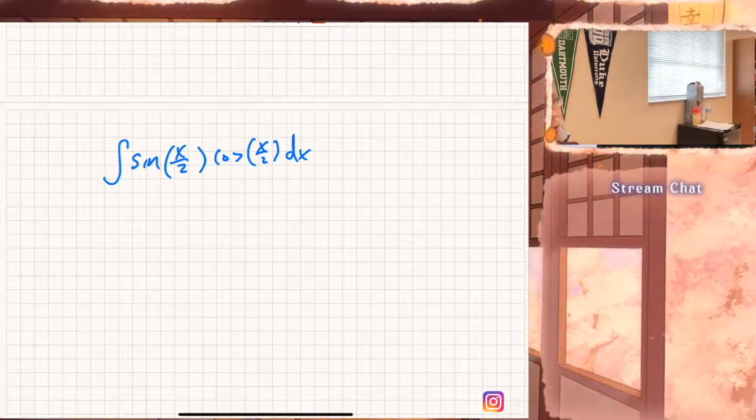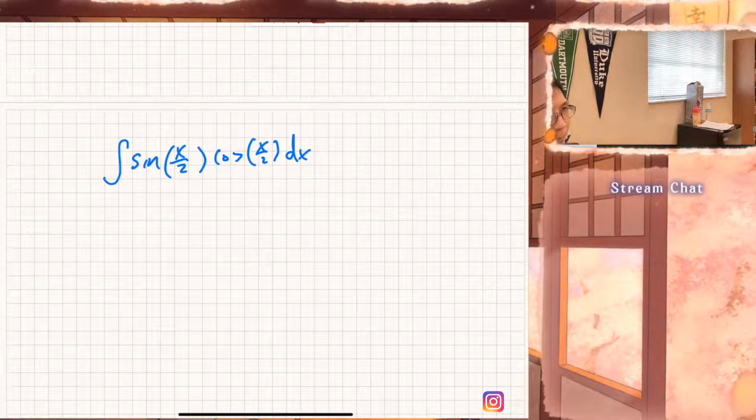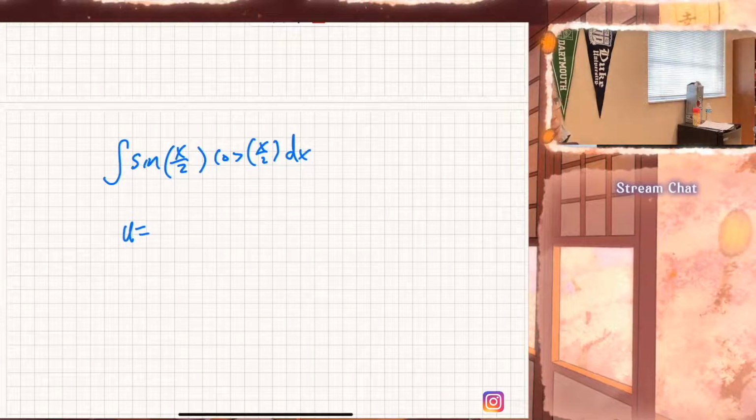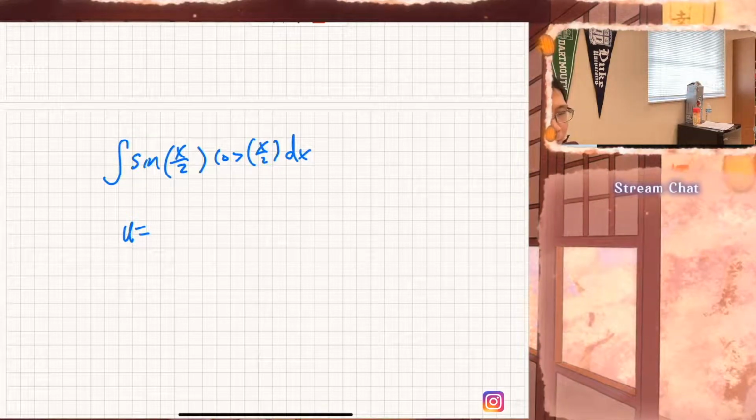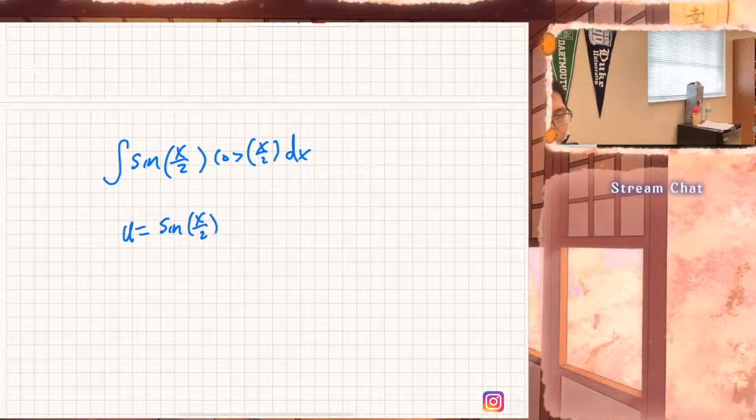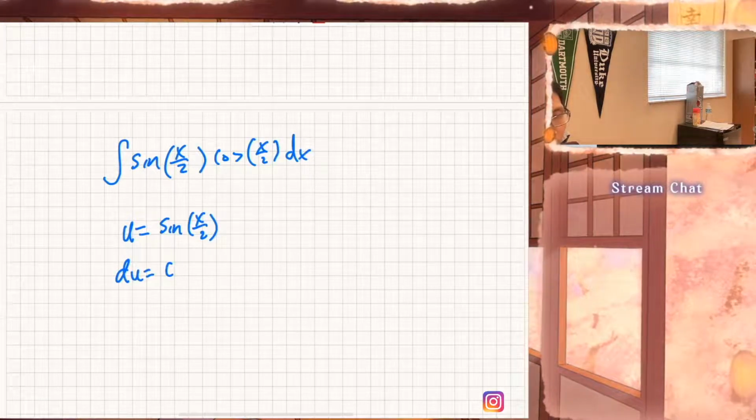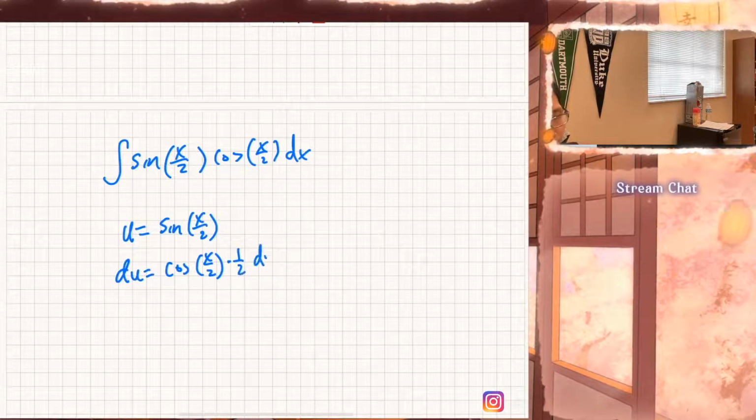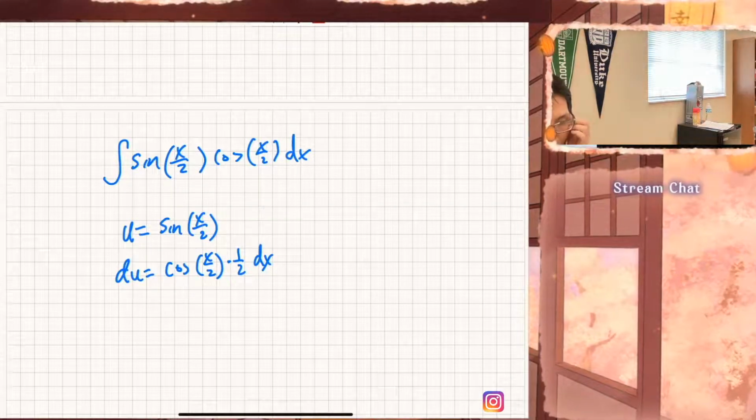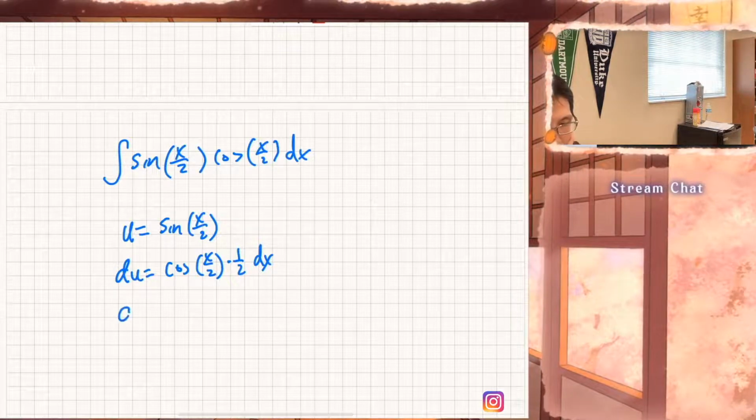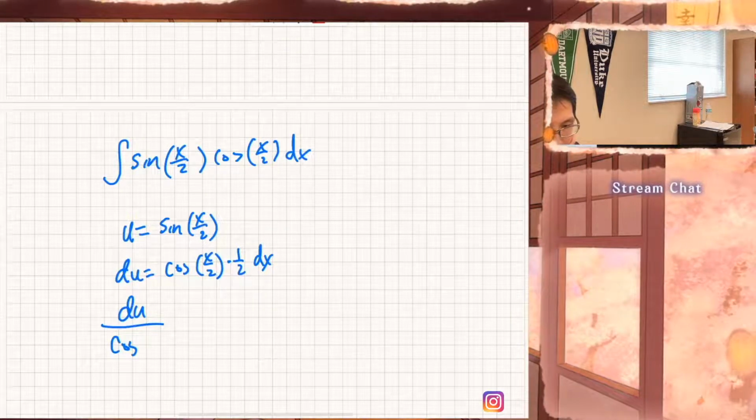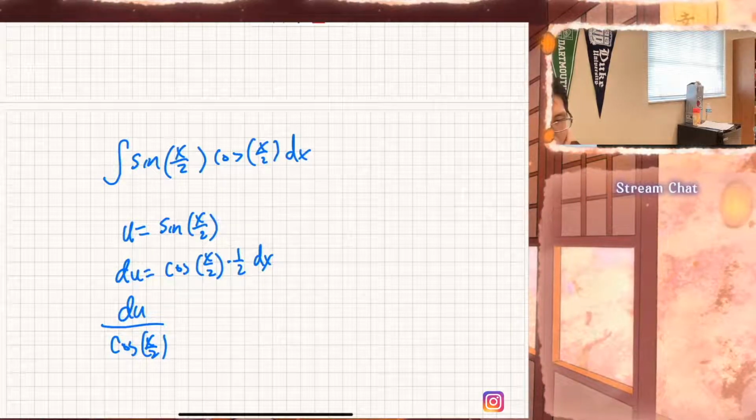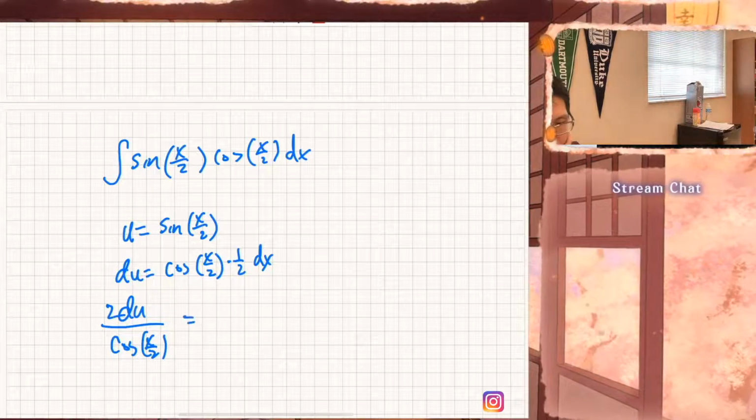We're gonna come back to it. Okay, so what is u equal to in this case? Sine of x over 2. Sine of x over 2 is a good choice. That's what I did. I thought about it, Mr. Yang. And du equals cosine of x over 2, but don't forget there's a chain rule. Oh, I did forget. Oh my goodness. So du over cosine of x over 2, and then the 2 is going to be on the top, is equal to dx.